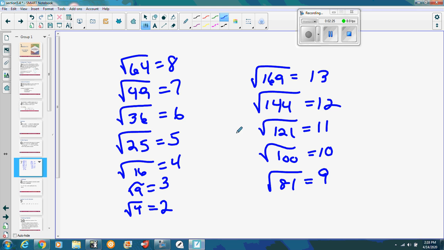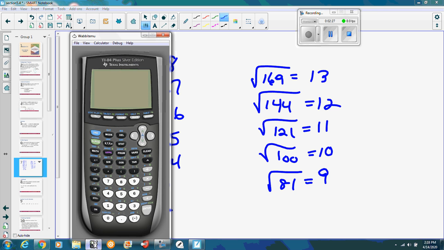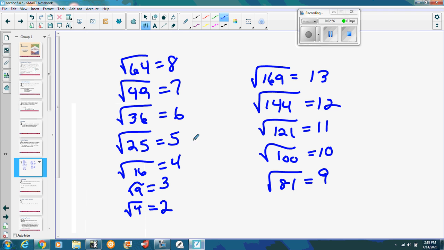So the reason I kept it like this is so that I could show you my calculator. If I went and got the radical sign and I put in a perfect square, I will get the number back. But if I put in a number that is not a perfect square, then I get this big long decimal. Now it's terminating only because my calculator is running out of room, but that's an irrational number. As soon as you see a decimal, that's an irrational number, whereas the other ones are considered perfect squares.